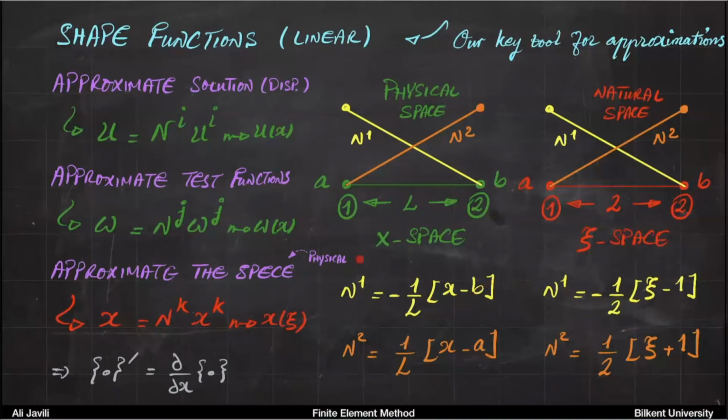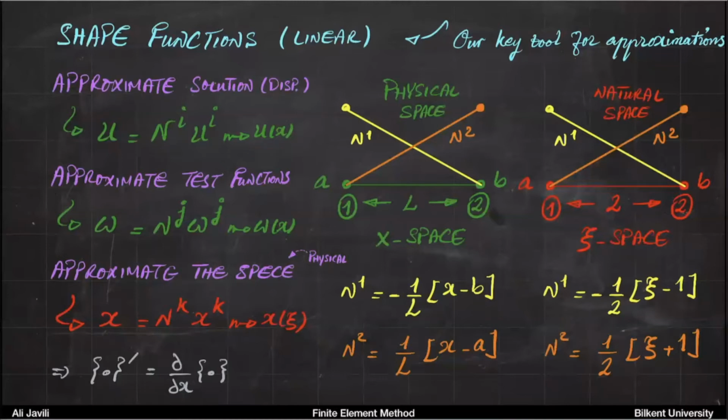It doesn't matter if you write it in physical space or natural space. The same idea holds. So N2 in the natural space is also 1 at node 2, is 0 at node 1. Now, using these shape functions, you can approximate the deformation or displacement u as u equals N_i u_i. See, I'm not writing that summation anymore because i repeats twice, so that means a summation already. So that would be u as a function of x.